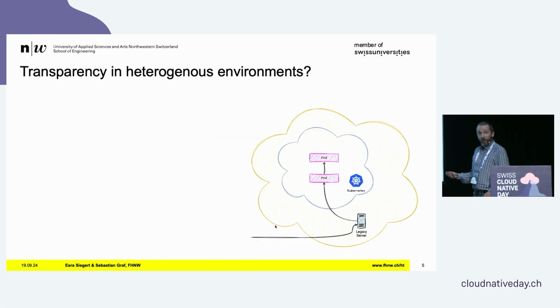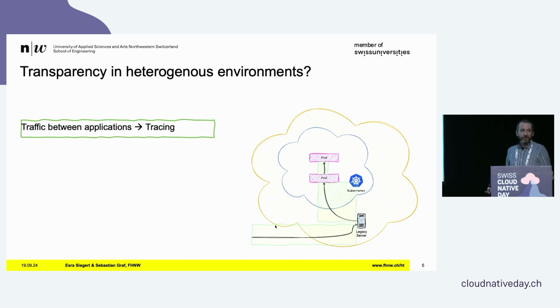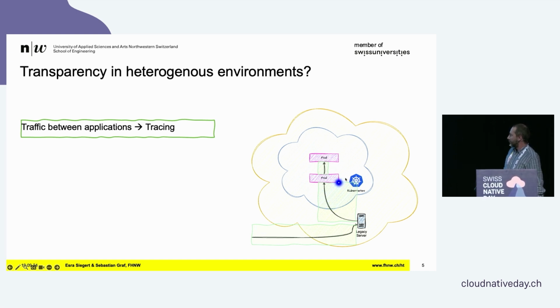Well, we all know that there are several possibilities to get transparency in our architecture. The first possibility to get transparency is we can use tracing. Jaeger, Zipkin, you name it. And tracing cares about the requests themselves. So we can trace, for example, the request to the legacy server, and in the best case, well, for sure we can trace the request in the Kubernetes cluster itself.